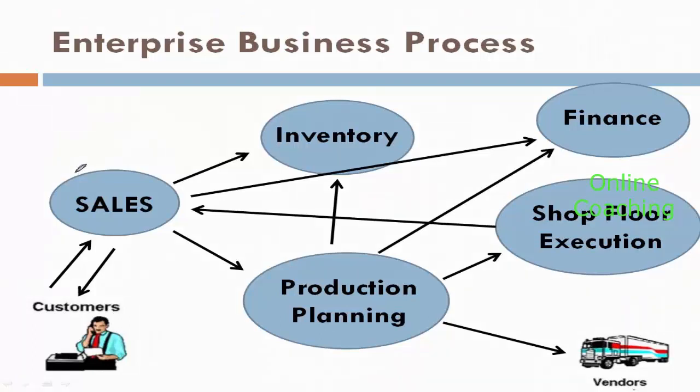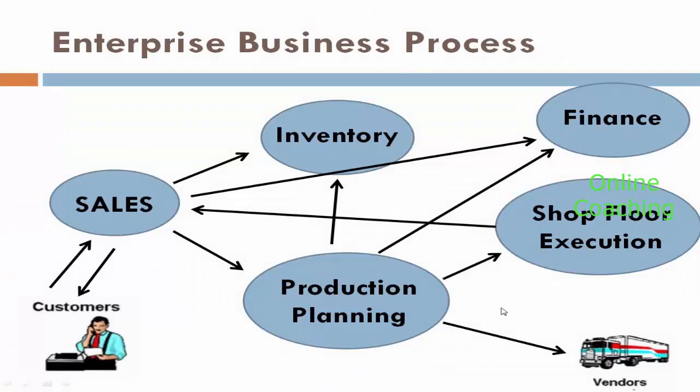You can call it departments also, right? So for example, let's say that in this business, we have a sales department, inventory, finance, shop floor, production planning. Okay, we have different departments available. What are these department people or business unit people doing here? They are communicating with each other. They are exchanging data with each other. For what? To run their business.